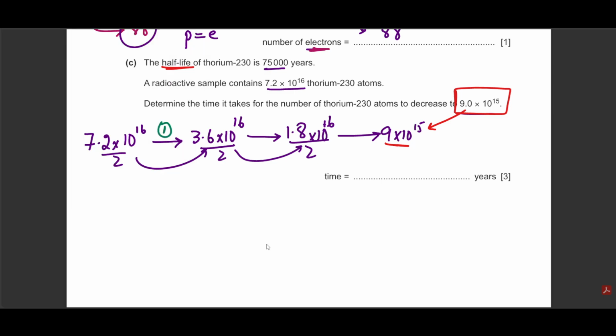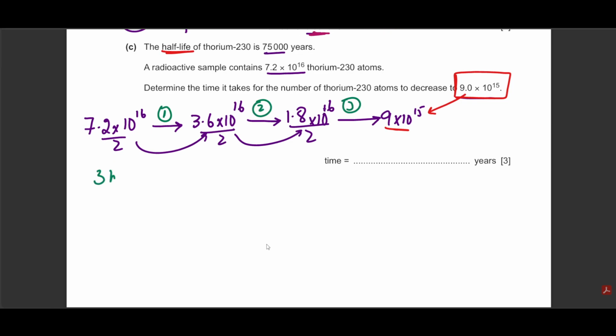So you had to halve 1 time, 2 time, 3 time. So I can say that it took 3 half-lives. It took 3 half-lives to get from 7.2 into 10 raised to the power 16 to 9 into 10 raised to the power 15. The time for 1 half-life is 75,000 years. So the total time taken for this whole process would be 225 into 3 zeros. That's one way of doing that.